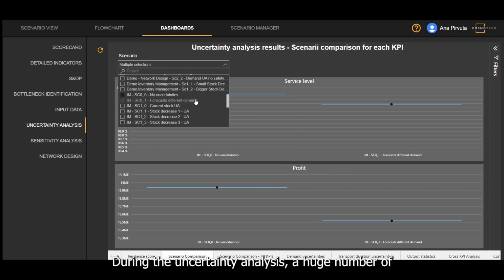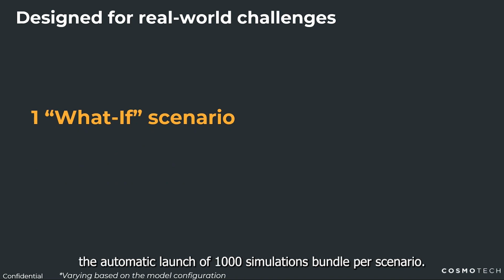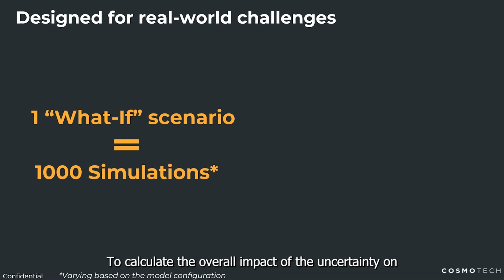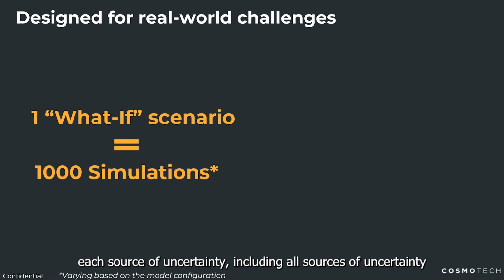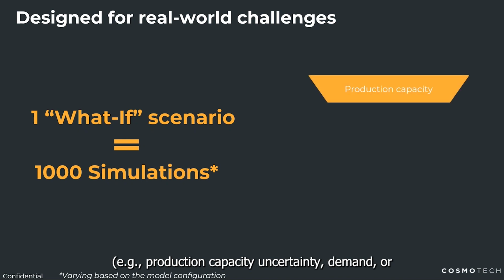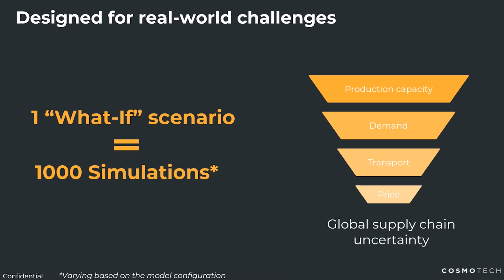During the uncertainty analysis, a huge number of simulation results data is generated. For this model, the combined uncertainty translates into the automatic launch of 1,000 simulation bundles per scenario. To calculate the overall impact of the uncertainty on the supply chain, the model considers the relative contribution of each source of uncertainty, including all sources of uncertainty. For example, production capacity uncertainty, demand, or transport lead time uncertainty.